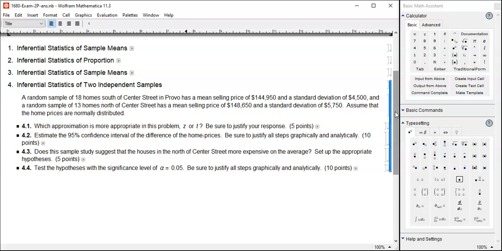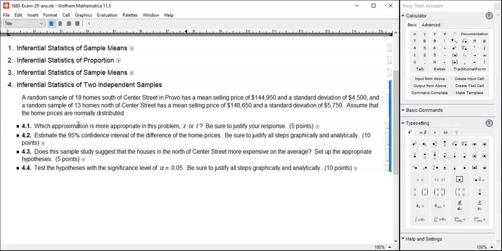Alright, let's go to 4.1. Which approximation is more appropriate, Z or T? Clearly, this is a T-curve problem. 18 homes, 13 homes. Small sample size. They're both less than 50. Actually, they're even less than 30.